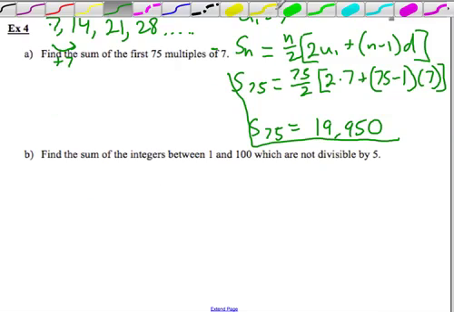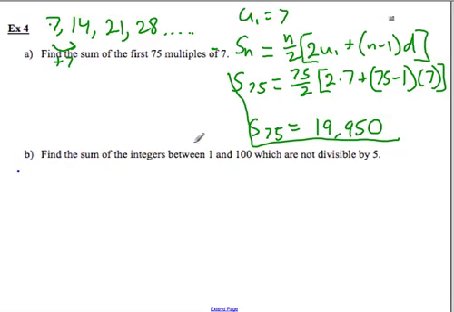Find the sum of the integers between 1 and 100 which are not divisible by 5. So that looks a bit tricky. Now we just did the sum of the multiples of 7. We can now do the sum of the multiples of 5. But we don't want those. We want the sum of the numbers from 1 to 100 which are not divisible by 5.